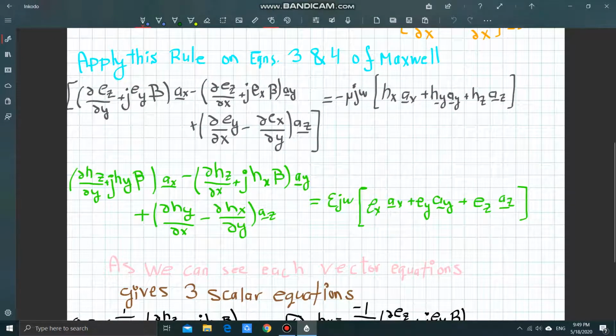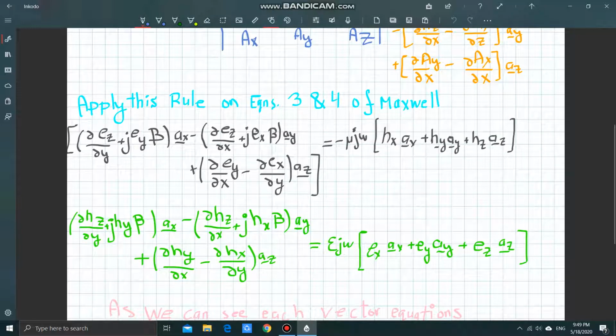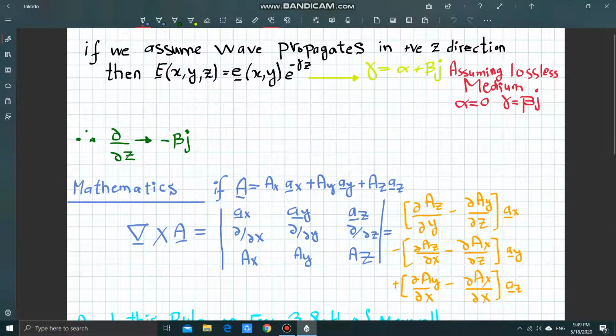We'll get these expressions. These expressions are written using E small, not E capital. The difference is that E capital is a function in x, y, z, but since we already know the function's relation to z, we removed it and only use E small just to make the mathematics a little bit easier, and for any differentiation with respect to z, we will use negative beta j.